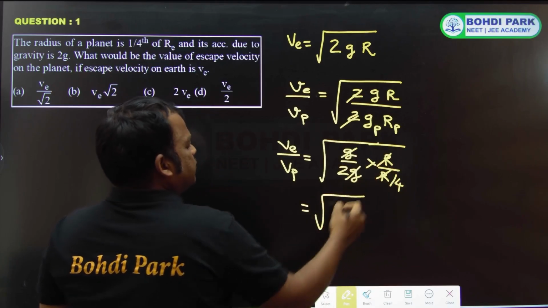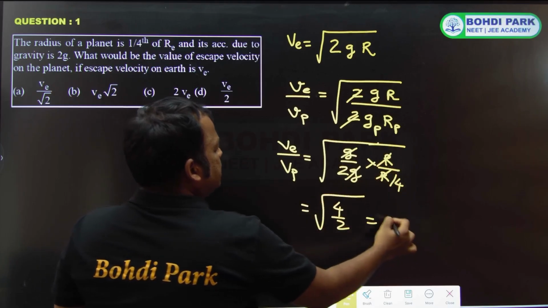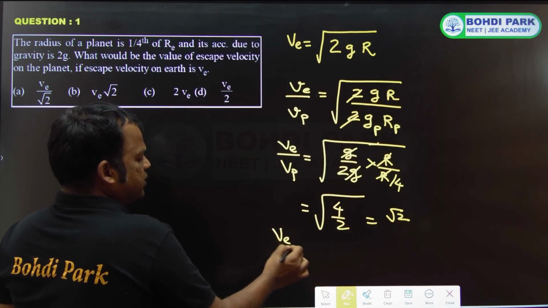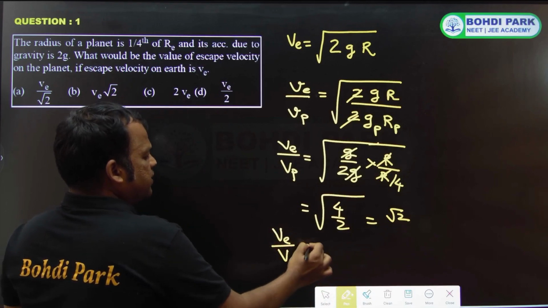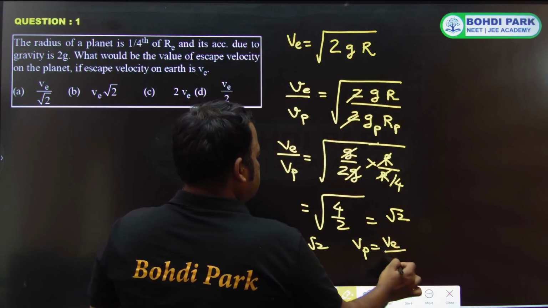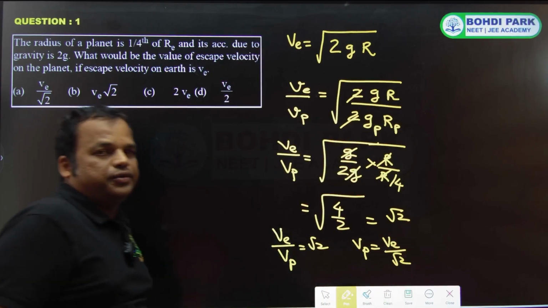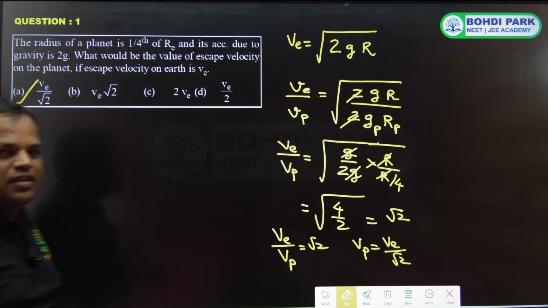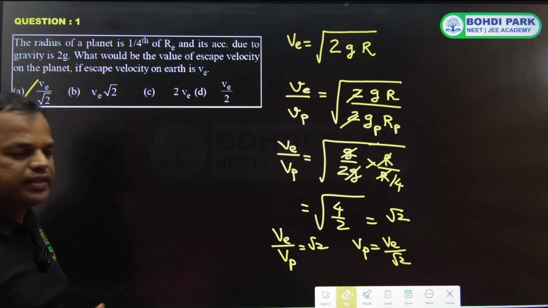So this 4 will go to the numerator. This is 4 by 2. So this will become square root of 2. So escape velocity on Earth by escape velocity on planet is root 2. So escape velocity on planet is escape velocity on Earth by root 2. Okay. So first option. Now next question.